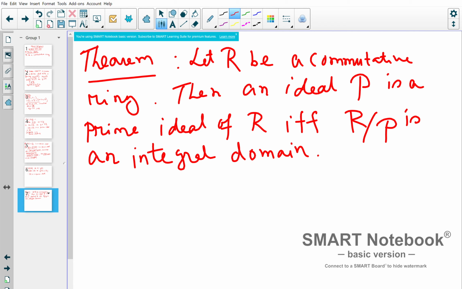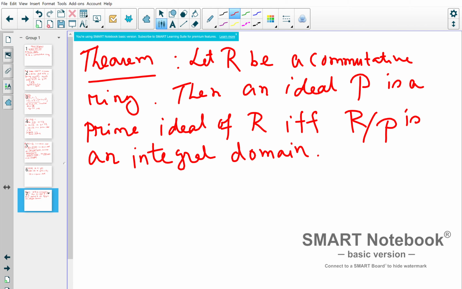So what does that mean? That means if you want to check whether something is a prime ideal or not, you take the quotient ring, and if the quotient ring is an integral domain, then you are done. It's a prime ideal. And conversely, if you start with a prime ideal, then the quotient ring will always be an integral domain, right?